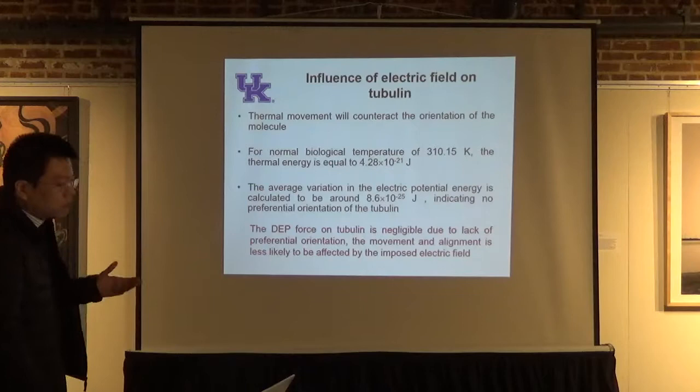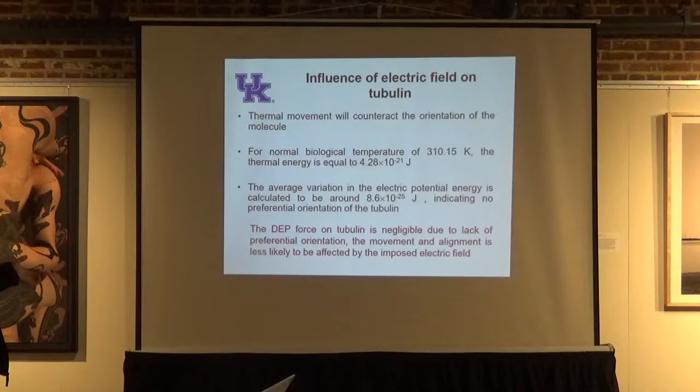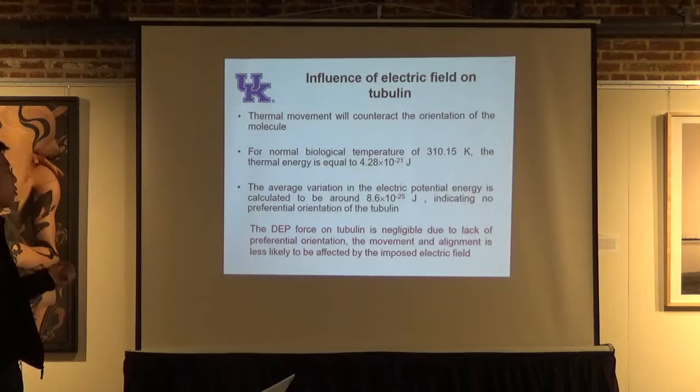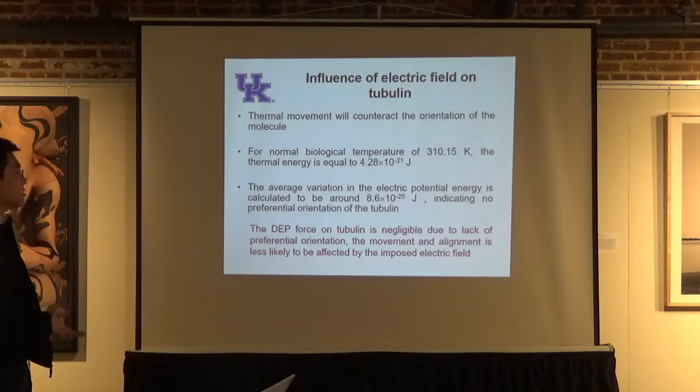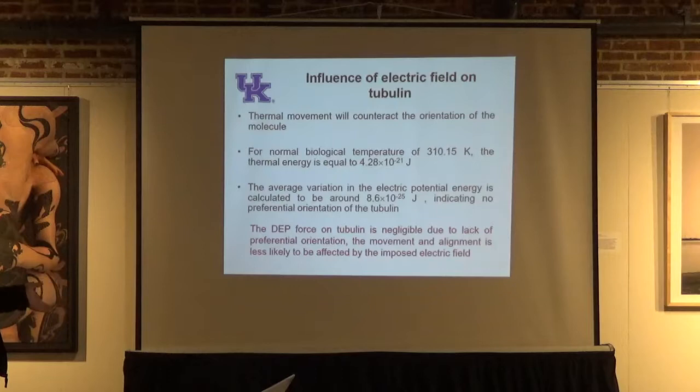But we also know that thermal movement will counteract the orientation of the molecule, so it may not align along the electric field. For normal biological temperature, we calculate that the thermal energy is on the order of 10 to the negative 21. And we calculate the average variation in the electric potential energy on this permanent dipole. We find it's negative 25, which is 3 to 4 orders of magnitude lower. That means there's no preferential orientation of tubulin because of the thermal effect. So the DEP force on the tubulin is negligible due to this lack of preferential orientation, and the alignment of tubulin is less likely to be affected by the imposed electric field.